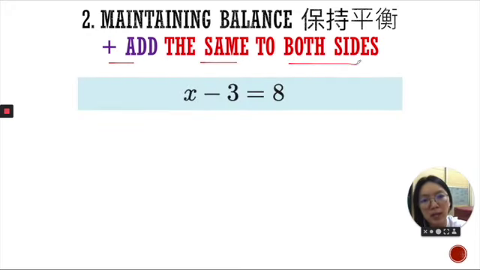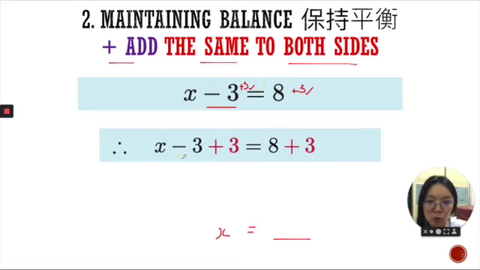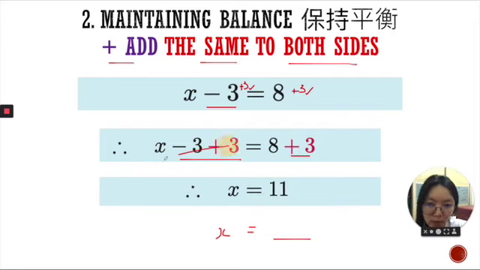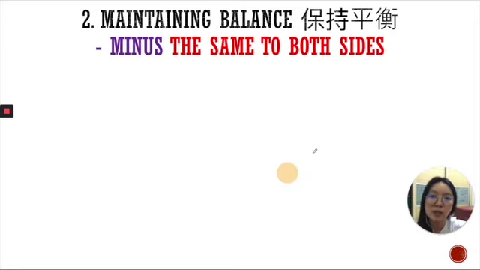If I have x minus 3 equals 8, I want to find the final x equals something. This is my objective. So what should I do? Oh, there's a negative here. So I can plus 3 on the left and also plus 3 on the right, so it is balanced left and right. By plus 3 on both sides, minus 3 plus 3 becomes 0. And how about minus? Minus the same on both sides.